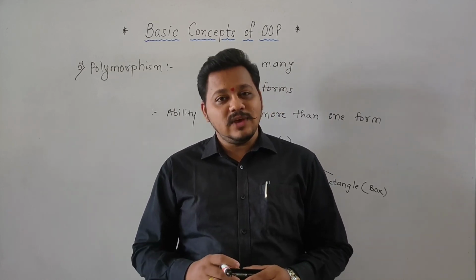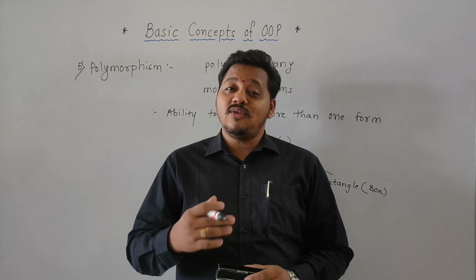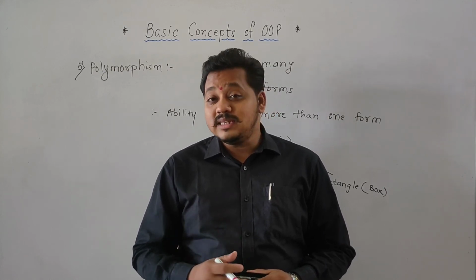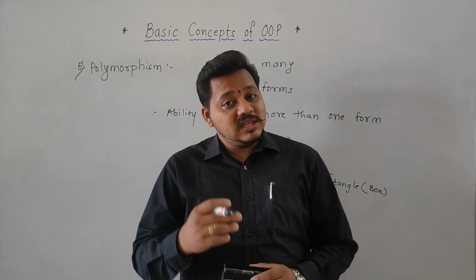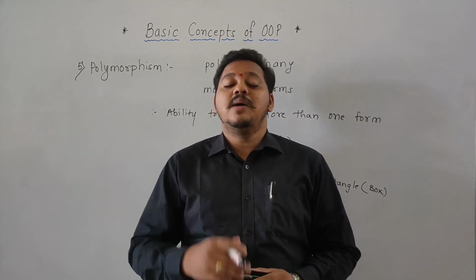So students, in this way we have seen the basic concepts of object-oriented programming. The first concept is object, second is class, third is abstraction, fourth is encapsulation, and fifth is polymorphism.